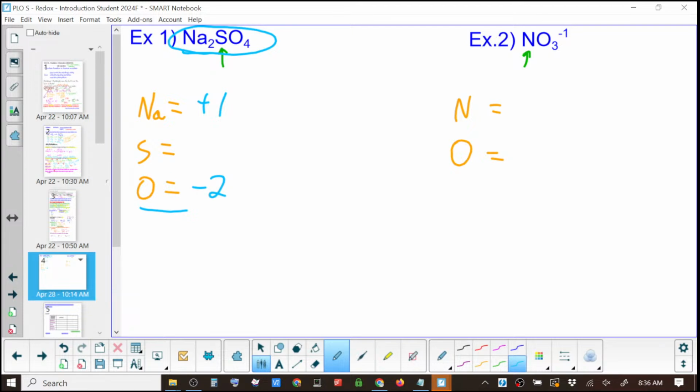Now we have to figure out the charge on sulfur. So we have 2 sodiums, so +2, plus sulfur. Oxygen is -2, we have 4 of them, -8, is equal to 0. So what is sulfur? Sulfur is +10.